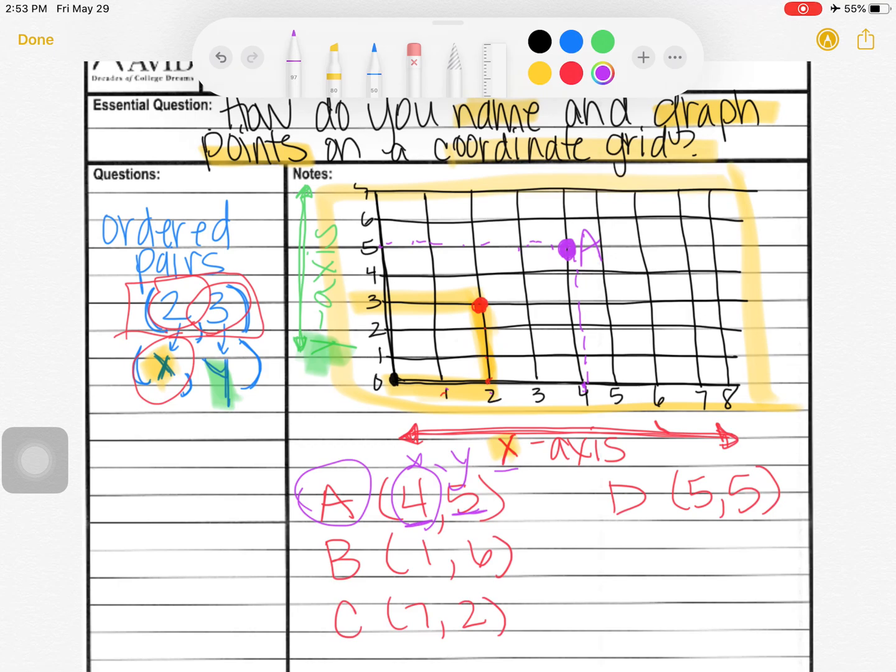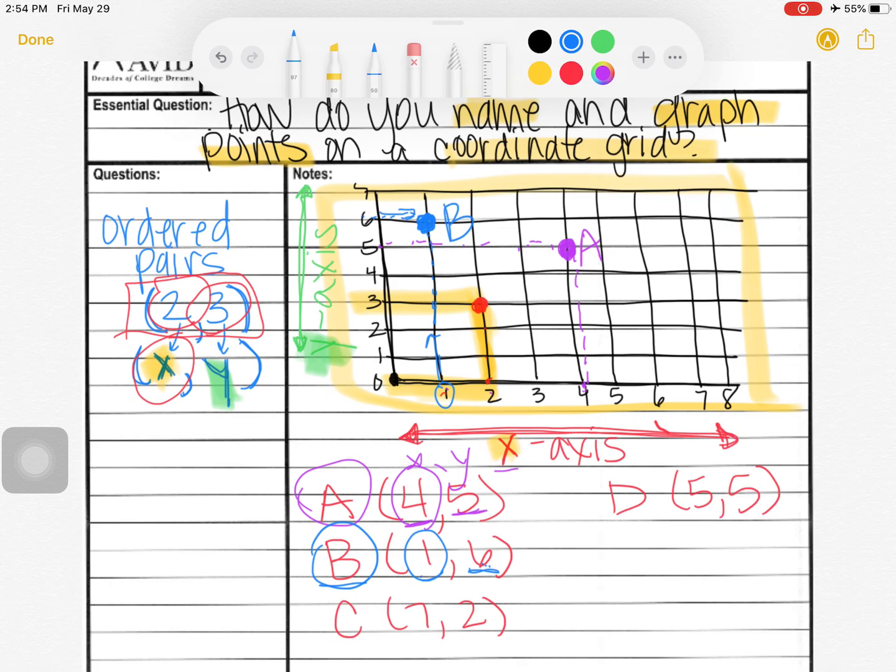All right, so then we're going to go to the next one. Let's do B. We're going to go on the x-axis to a 1, and then we go up to the 6. You see it, 6 goes across, 1 goes up. We'll put our dot right where those two lines intersect, and we're going to call that B. Pretty simple. We're just putting a point up and then calling it the letter that's in front of it.